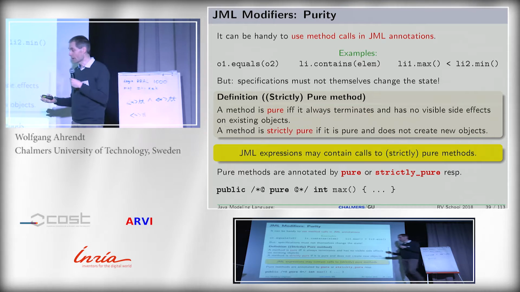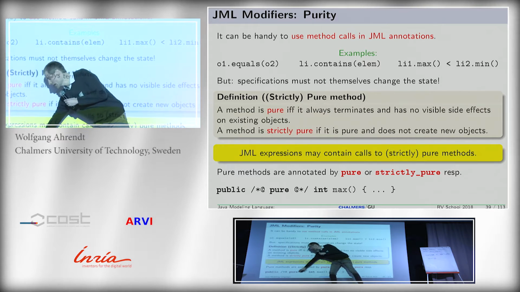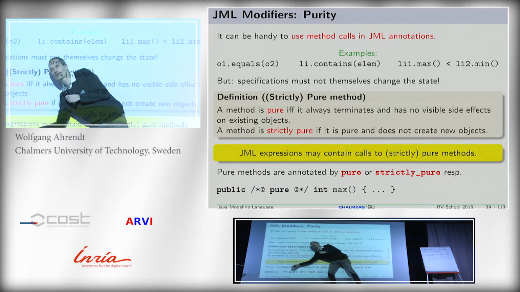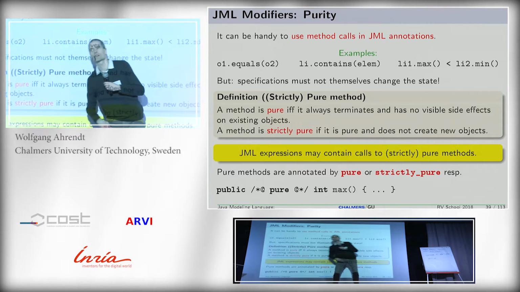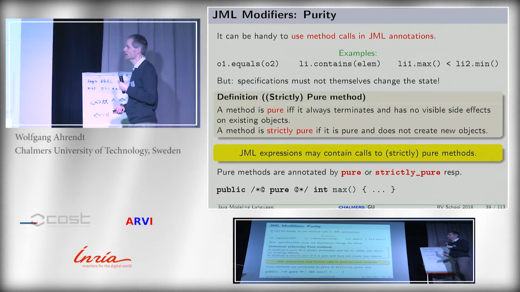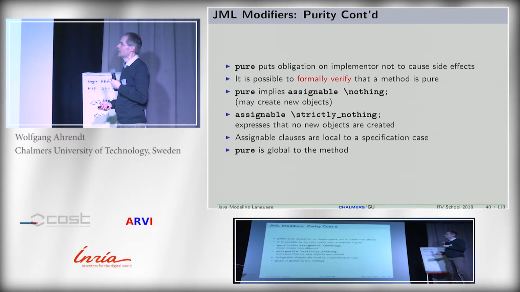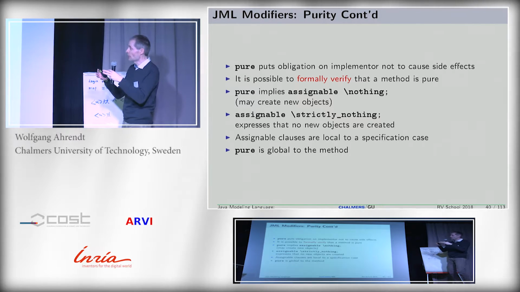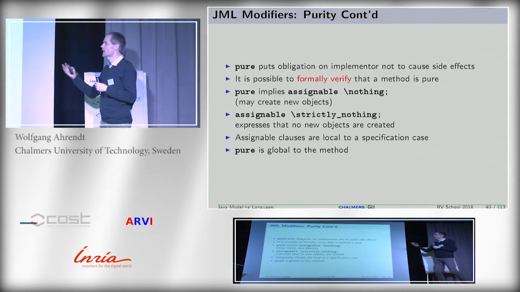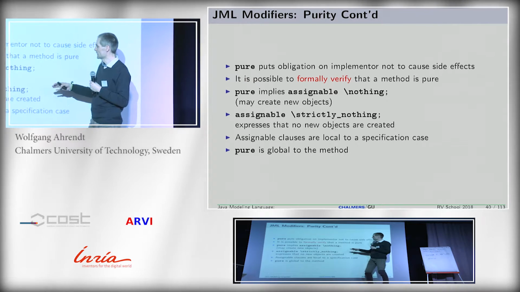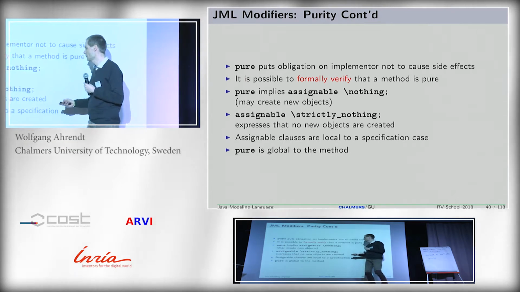But why are you allowed to do that? You of course have the obligation to show that it is actually pure, because otherwise you could just write pure, but it has to be pure. So it's an additional verification condition which you're putting here. Good. So pure is an obligation on the implementer. You can formally verify that something is pure, and yeah, okay. I think I move on.